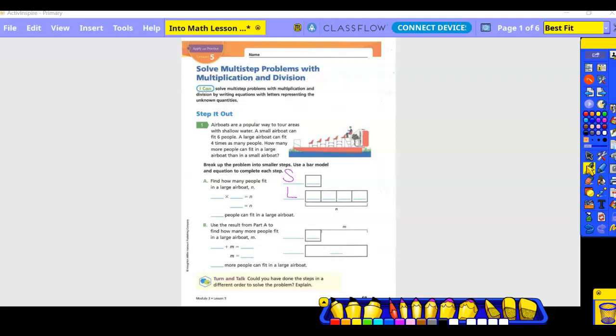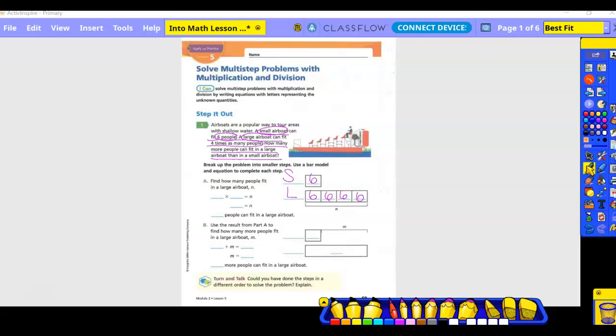So let's follow information. Small airboat, 6 people. Large airboat can fit 4 times as many people. How many more people can fit in a large airboat than a small one? So how many go in that small? Remember what I do, you do. So if you don't have this circled and underlined, then you're not with us. So 6 goes in the box, right? So 6 goes in every box, right?